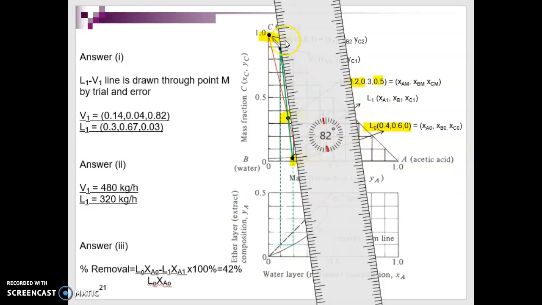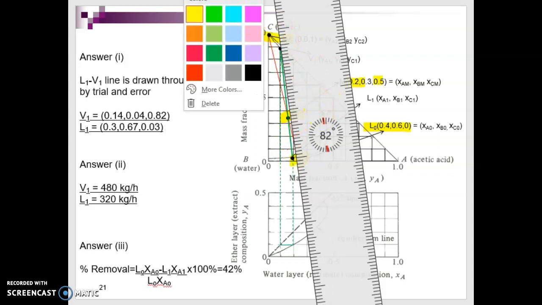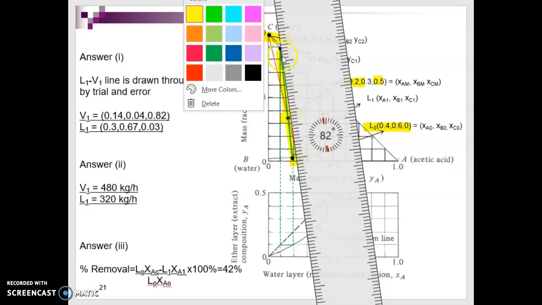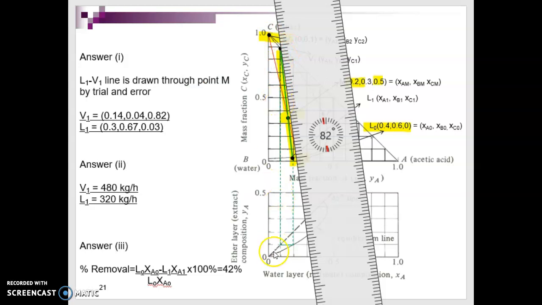Your line connecting between your V1 and L1 must pass through your M coordinate. So for example, this line has been drawn L0, M, and V1. So you need to make a try and error for this line. And then next, from your V1 here, you need to extend, sorry. So V1 here, you need to extend until here.